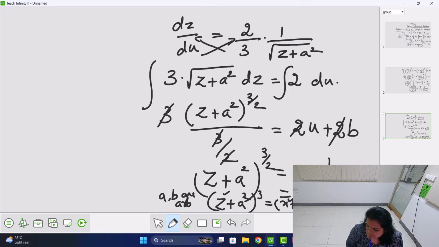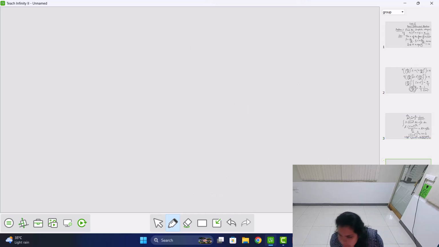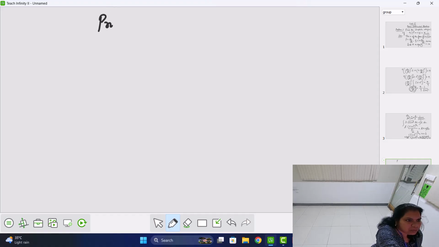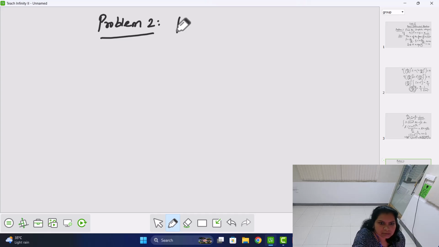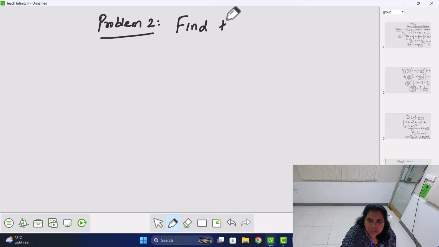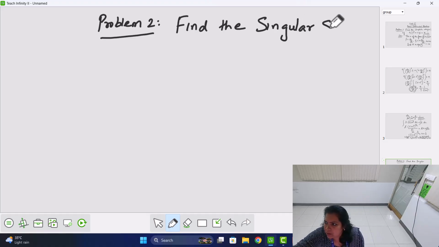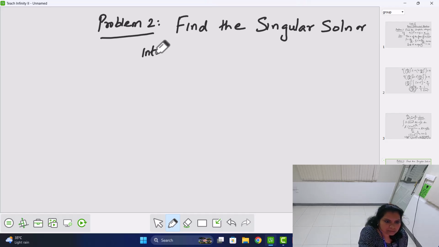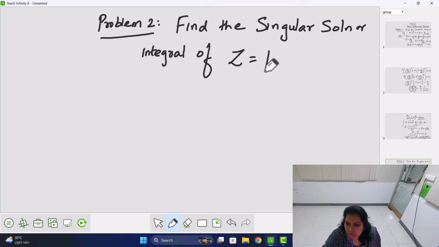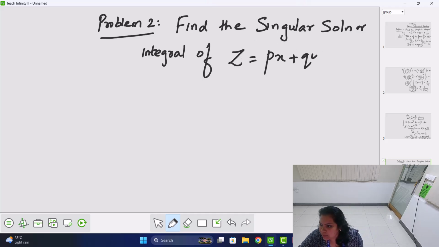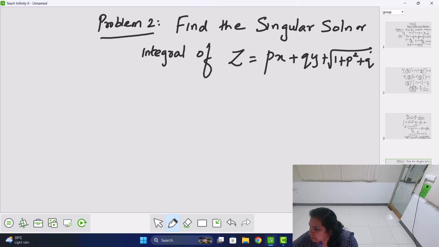We solved the problem. So the next problem, problem 2: find the singular solution or singular integral of z = px + qy + √(1 + p² + q²).